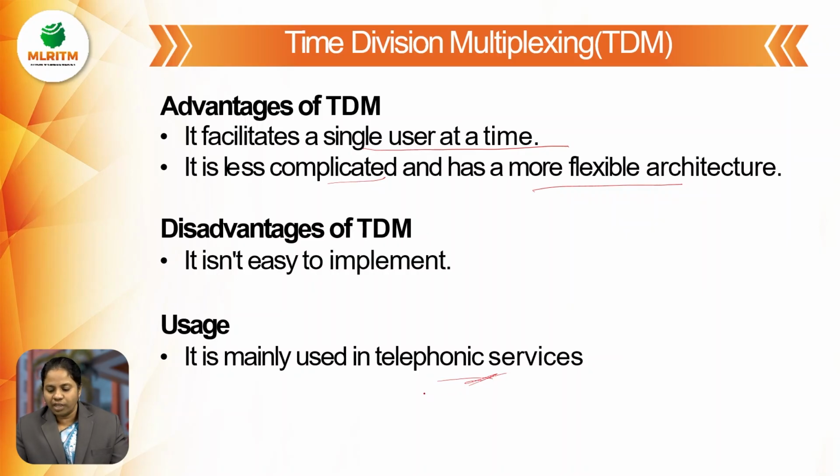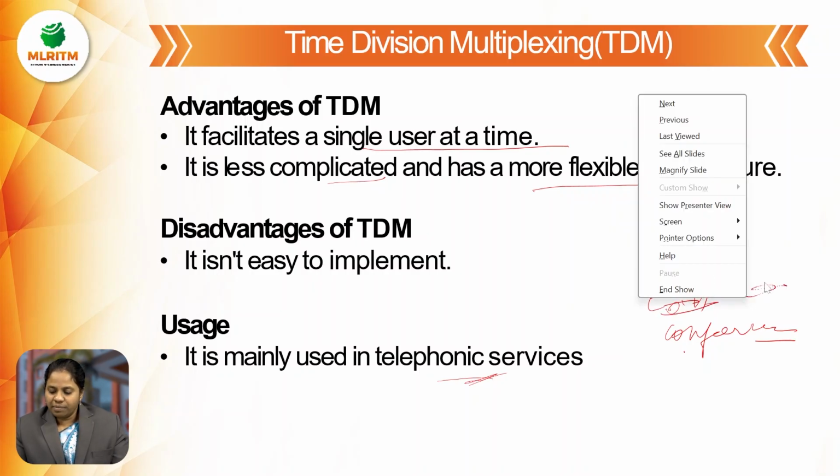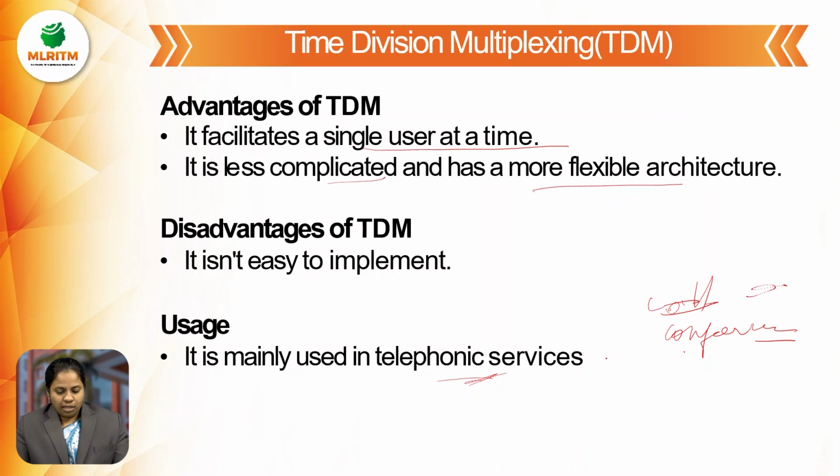For example, if we are on a call, for another one we either need to add a call for conference purposes, or else we can talk to that person after the call ends. Only after the first call ends can we communicate with that particular person. But in mediums other than time division, we can share media channels based on frequencies. For telephonic purposes, time division multiplexing is very suitable.